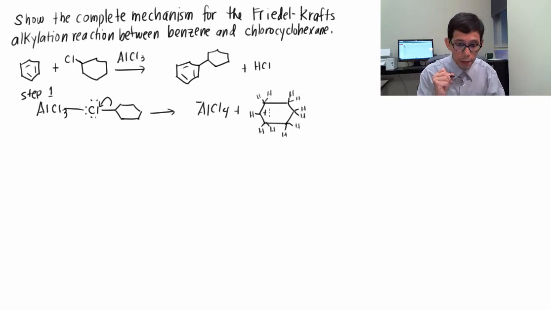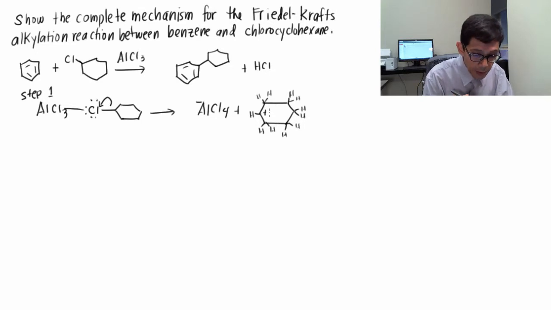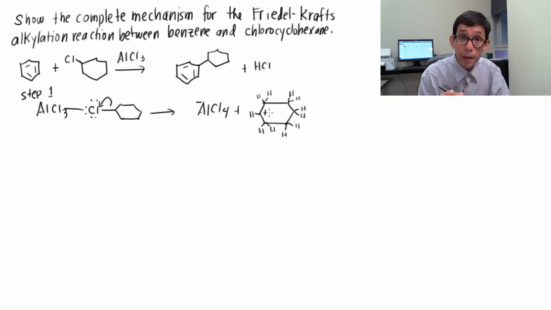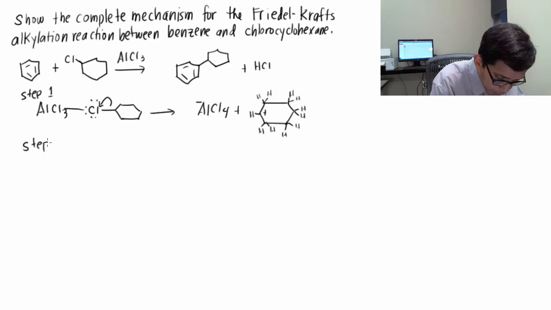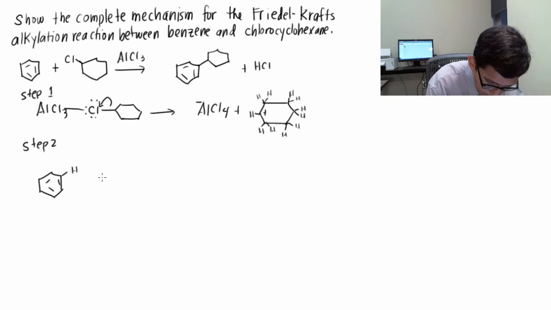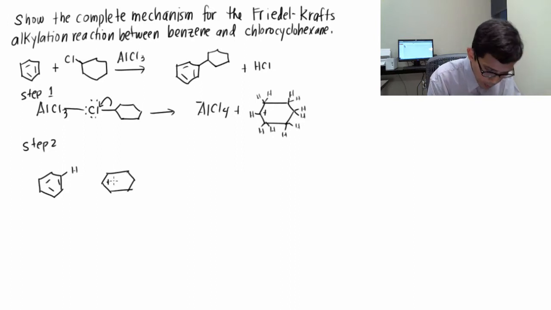Now we have the electrophile. And now the benzene ring will attack the plus charge on that carbon. So step 2. This is where benzene shows up in the picture. H, and you have your electrophile. I'm not going to spell out all of the H's. You have a plus charge there.